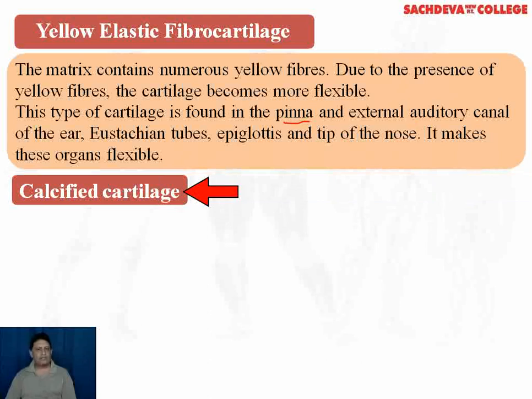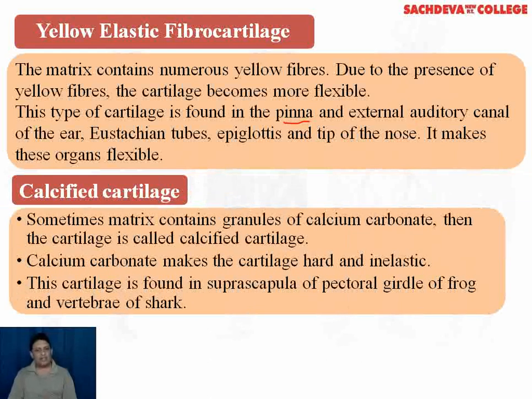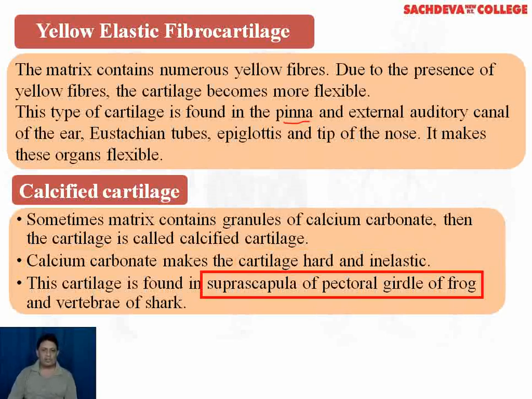Coming to calcified cartilage. The matrix contains, as the name suggests, granules of calcium carbonate. The presence of calcium carbonate makes this cartilage hard and inelastic. This cartilage is found in the suprascapula of the pectoral girdle of frog. Suprascapula we can commonly say is the shoulder joint. It is also present in the vertebrae of the shark.